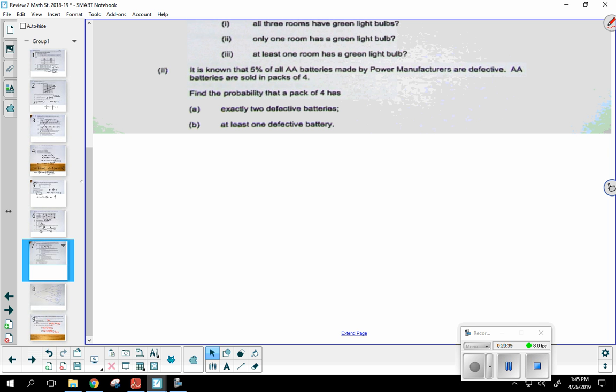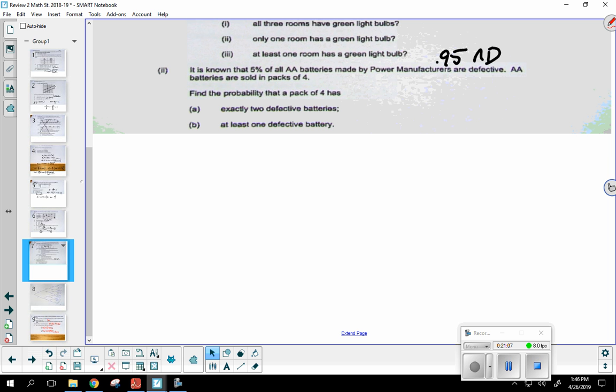It's known that 5% of all AA batteries made by power manufacturers are defective. AA batteries are sold in packs of 4. Find the probability that a pack of 4 has exactly 2 defective batteries. Okay, so here's what I thought of. There's a 5% chance that the battery is going to be defective, but that also means there's a 95% chance that it's not going to be defective.